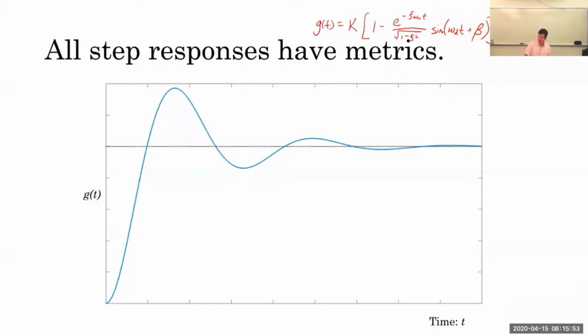Okay. So, let's just make sure this makes sense. When t is 0, the exponential becomes 1. The sine of omega d t plus beta becomes sine of beta. So g of 0 is K times what? 1 minus 1 over root 1 minus zeta squared, times sine beta.